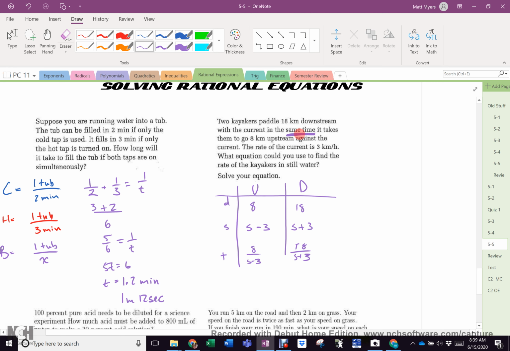It took the same amount of time to do both. So that means that time, 8 over s minus 3 had to equal 18 over s plus 3. Cross multiply: 18s minus 54 equals 8s plus 24. Solve it. 10s equals 78. s equals 7.8. So that is their speed.